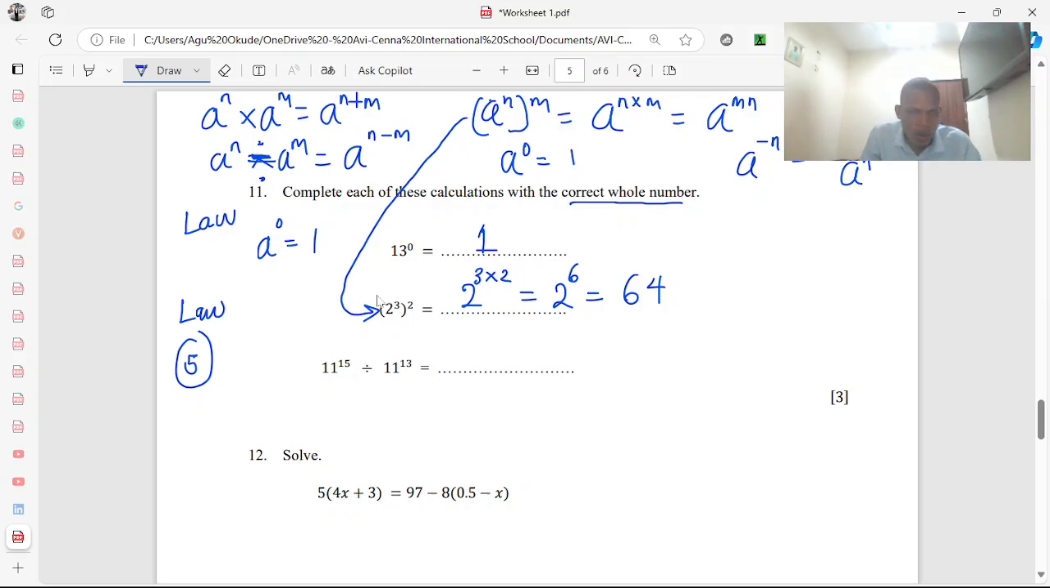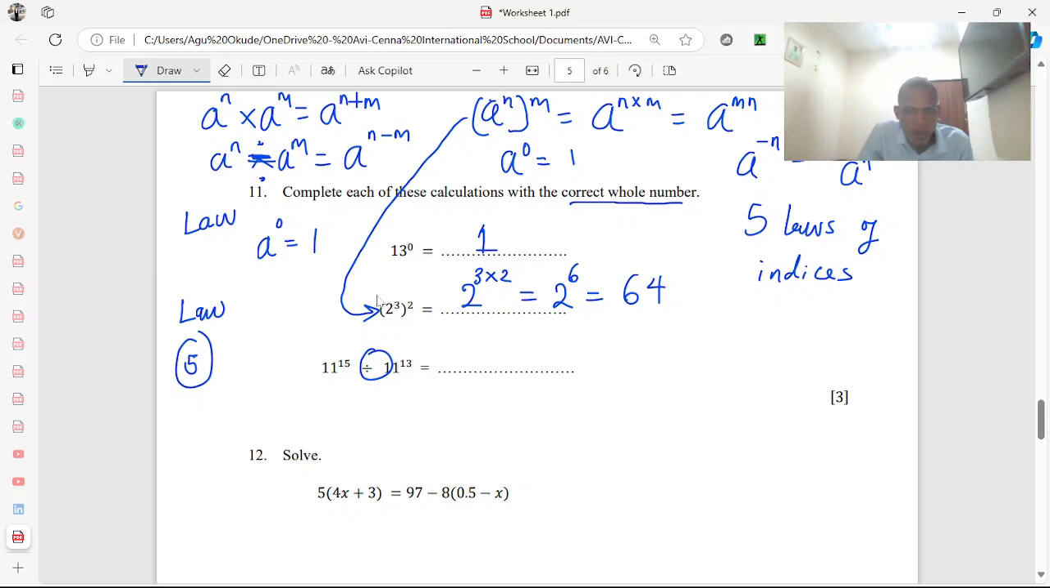Now for this other one here, which law should I apply? Yes, I'm applying law 2. Thank you. So which means you have to be conversant with the 5 laws of indices, please. You must have them in your head. So I'm applying law 2. Now law 2 has division. Say division, don't forget.